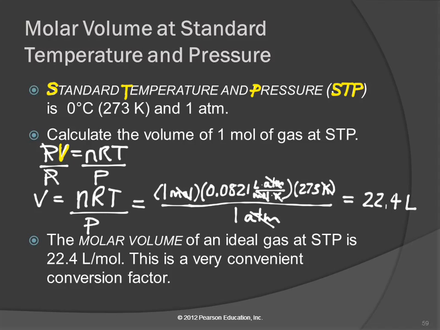So this guy right here, 22.4 liters per mole, this is the molar volume of an ideal gas at STP. And this ends up being a very convenient conversion factor. 22.4 liters per mole. So we talked about molar mass was the mass of 1 mole, right? Molar volume is the volume of 1 mole. So this is a number worth remembering, 22.4 liters per mole.